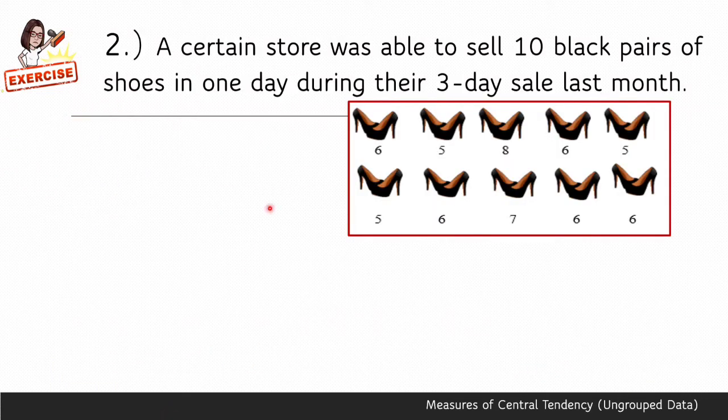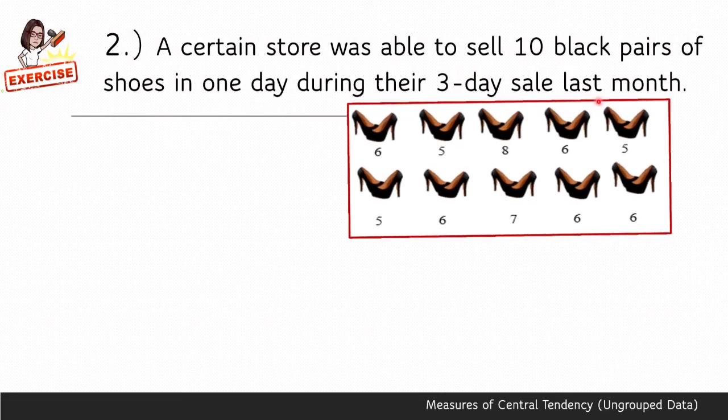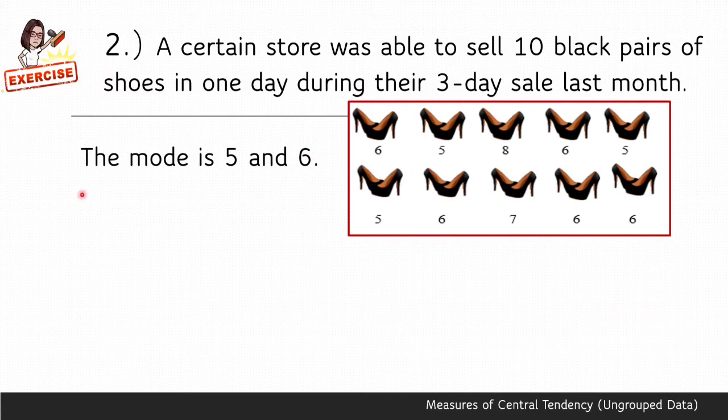Question number 2. A certain store was able to sell 10 black pairs of shoes in one day during their 3-day sale last month. This time, the question is, true or false again? The mode is 5 and 6. Let's have the timer.